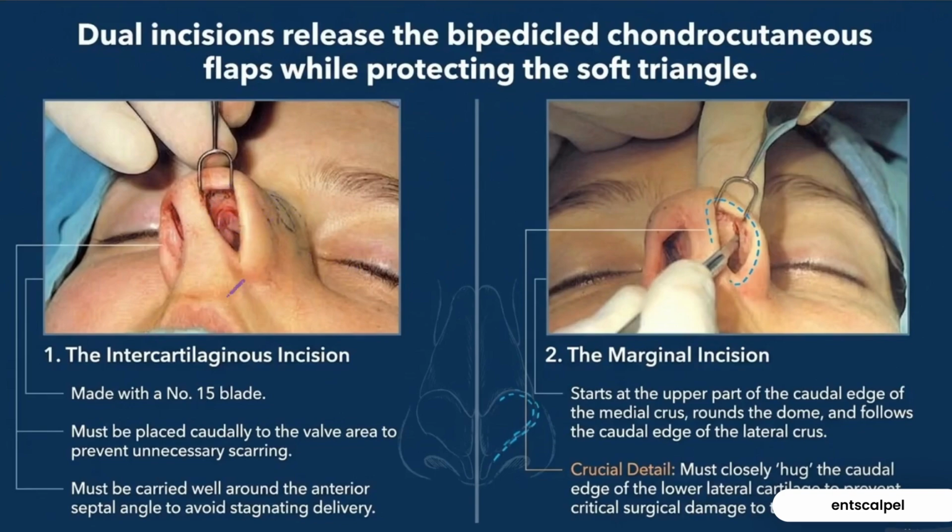But the second cut is the one that really fascinated me. It's called the marginal incision. The marginal incision is an absolute high wire act for the surgeon. The text practically issues a warning label for it. The incision has to tightly trace the very bottom edge of the lower lateral cartilage. Why? To avoid damaging a tiny critical anatomical feature called the soft triangle.